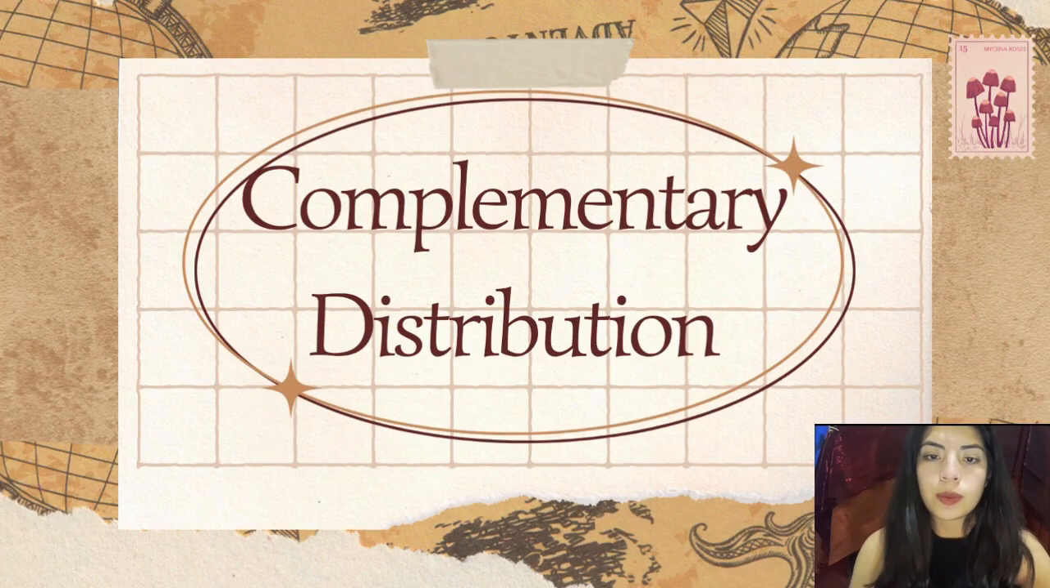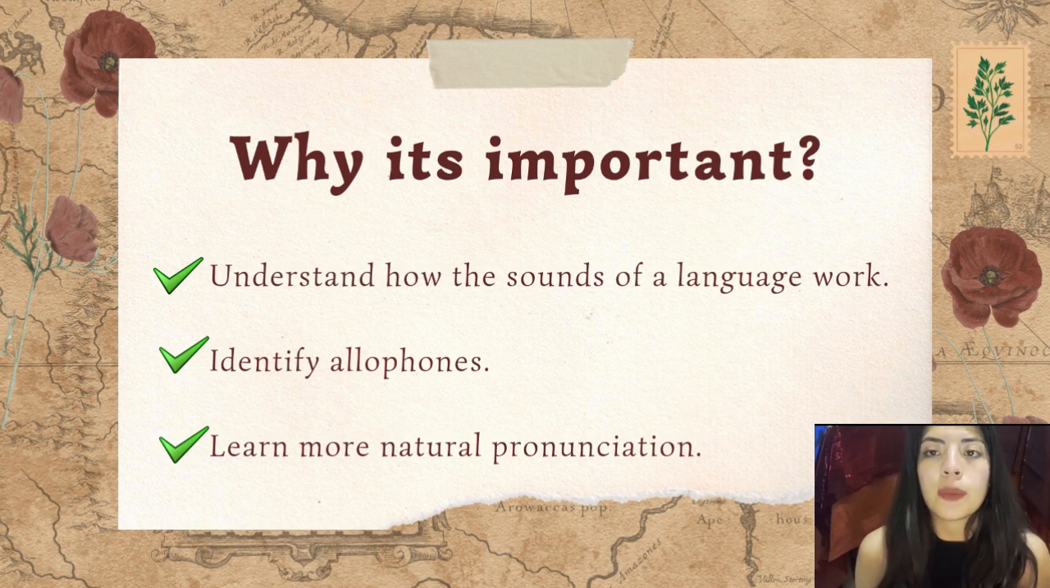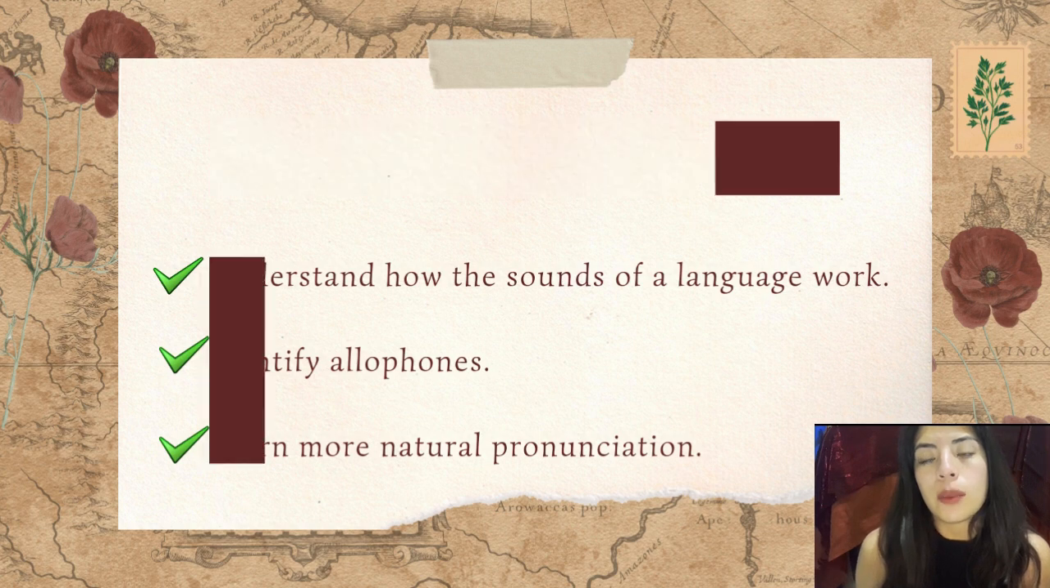Complementary distribution. Complementary distribution occurs when two variants of sounds or allophones appear in different contexts, so that one never appears where the other appears. So why is this important? Because it helps us understand how the sounds of a language work, also identify allophones, and learn more natural pronunciation.